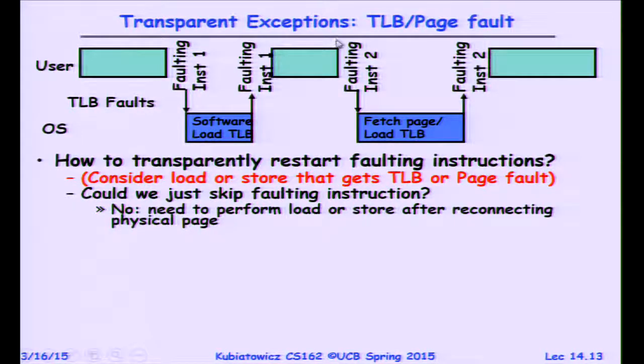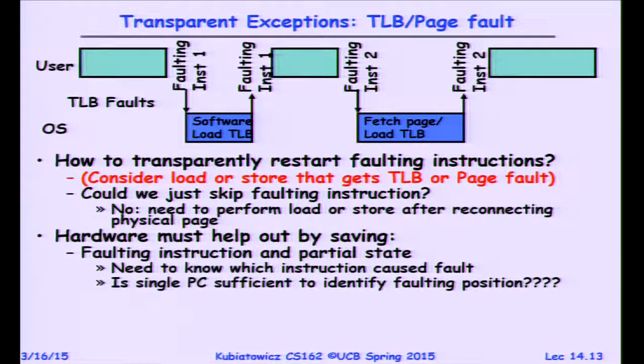The same is certainly true on all processors with page faults. Same idea: you've got to go back and redo the load or store. The question that comes to mind is, how easy is it to just restart the load or store that faulted? If that load or store was partially done and you go back and restart it, maybe you end up not restarting it cleanly. That leads to the question of what the hardware ought to do. The hardware better help out by saving things like what the instruction was and its partial state. You certainly need to know what the instruction was and what registers it was using for the addresses so that you can satisfy the page fault. What the heck was the page that was faulting, so that I can find it on disk? And you might ask, is a single program counter sufficient to identify the faulting instruction or position?